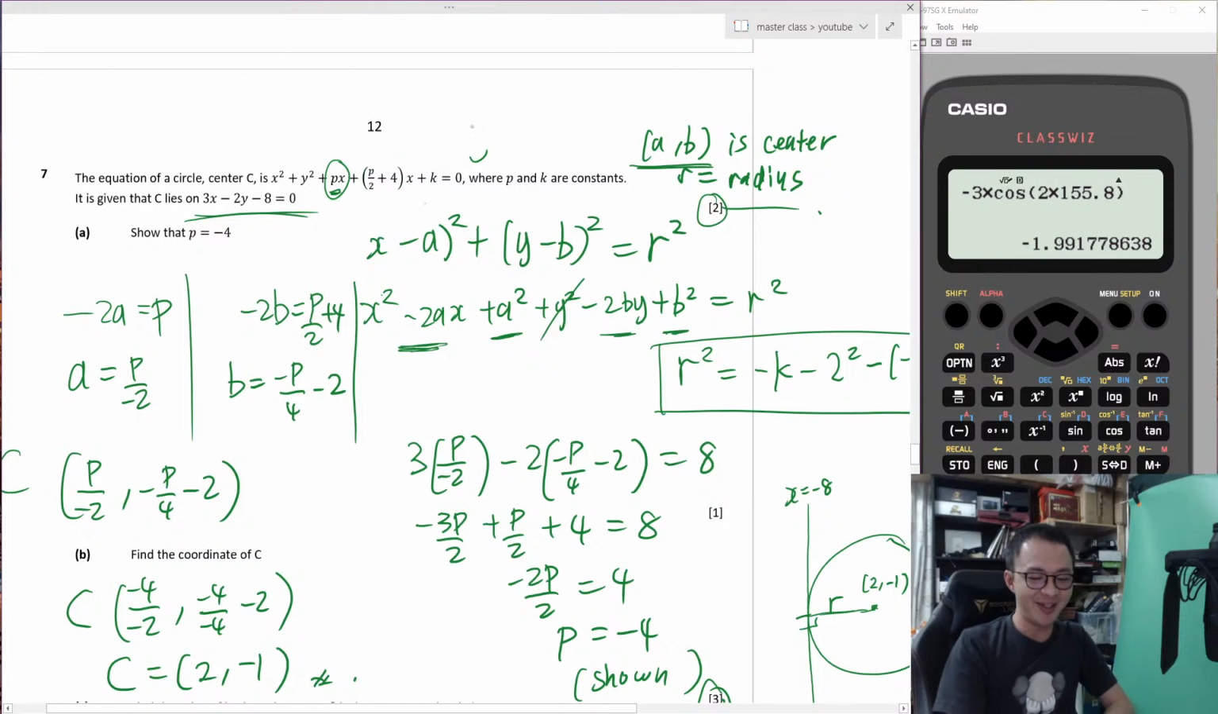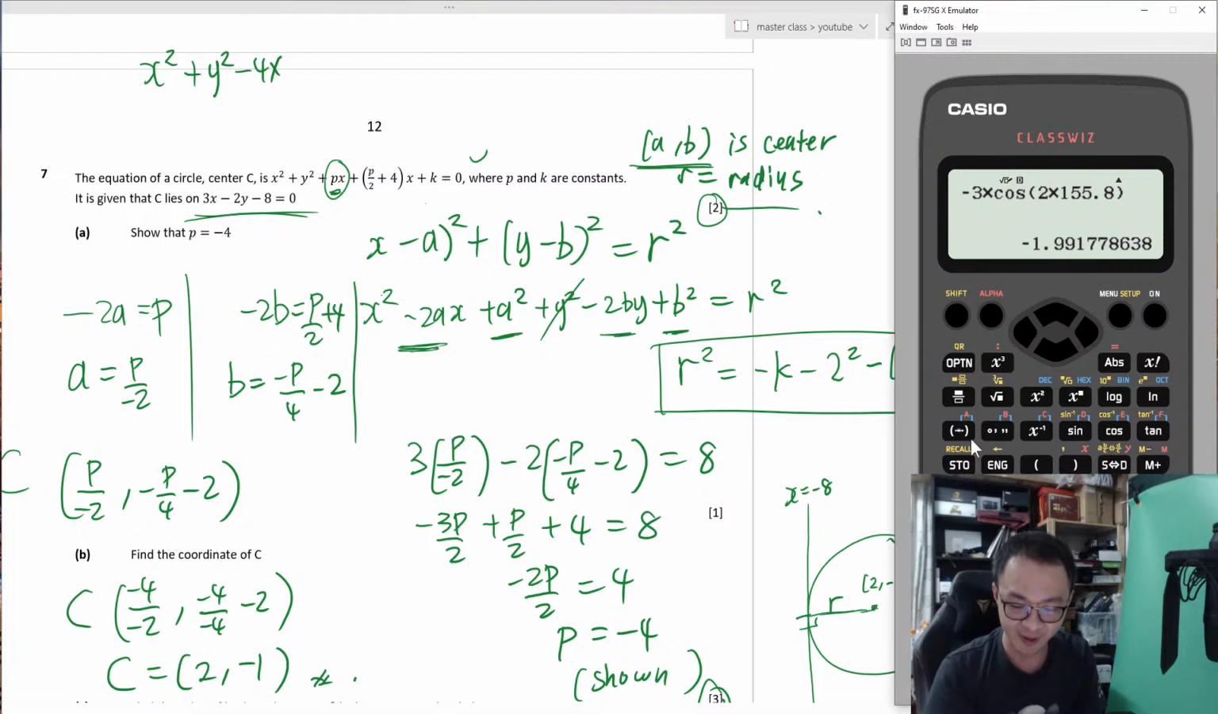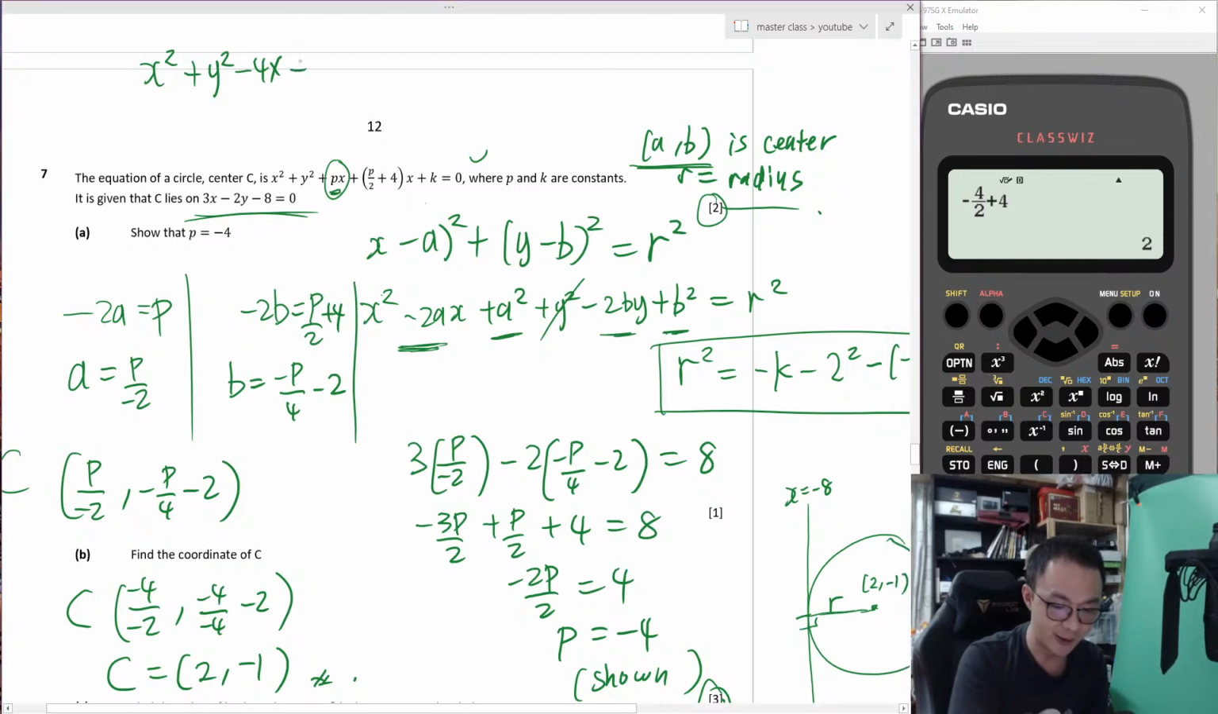Okay, let me sub into the equation to explain this easier. x squared plus y squared. My p is negative 4, right? So it's minus 4x. So this one is negative 4 over 2 plus 4, so it's plus 2y, plus k equals to 0.